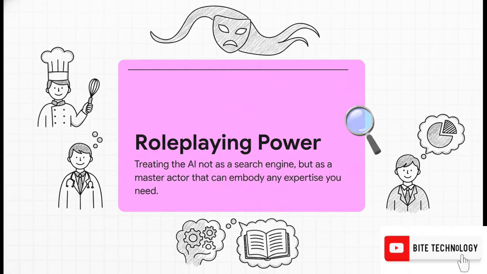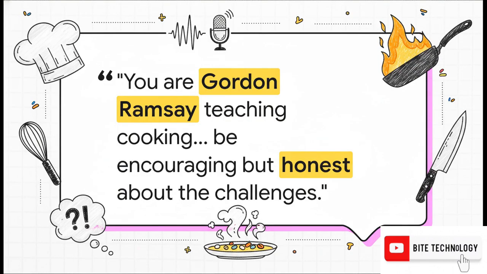This is huge. Stop thinking of the AI as just a fancy search engine. Instead, think of it as a master actor, a world-class impersonator. It's been trained on text from the best of the best, doctors, marketing gurus, top chefs, you name it. So when you give it a role, you're not just asking for facts. You're tapping into a specific expertise. You're telling it exactly who to be. And this is where the real magic kicks in.